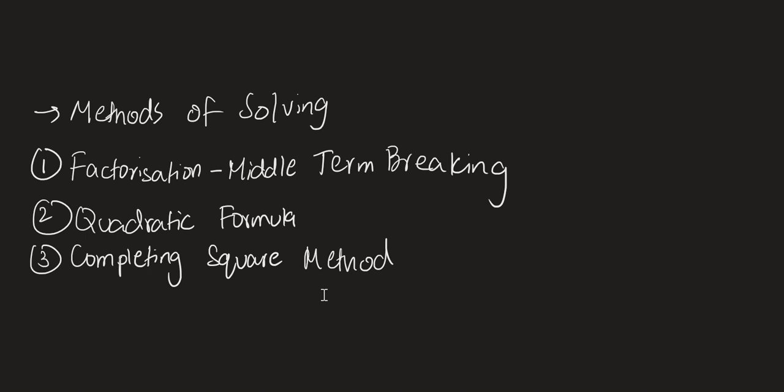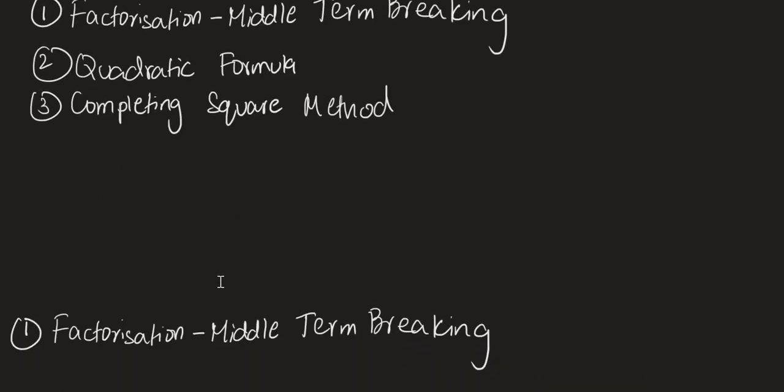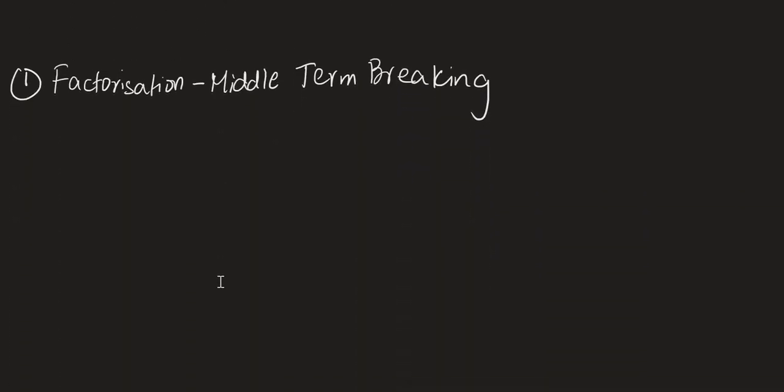There are three methods of solving a quadratic equation. The first one, factorization or middle term breaking. The second one, using the quadratic formula. And the third one is the completing square method. This video will be doing the factorization method.